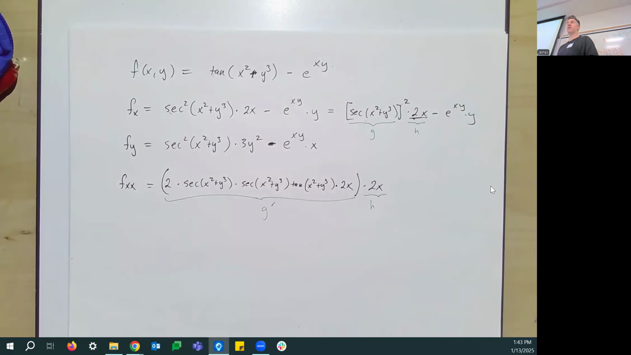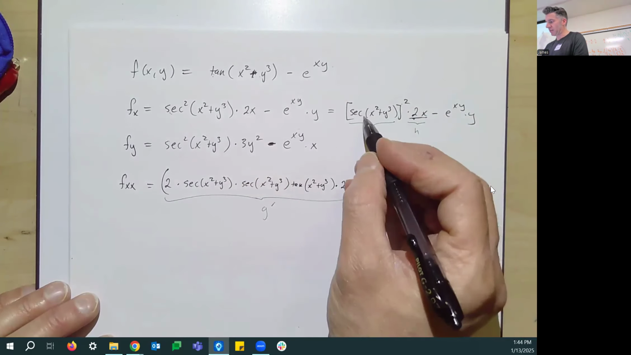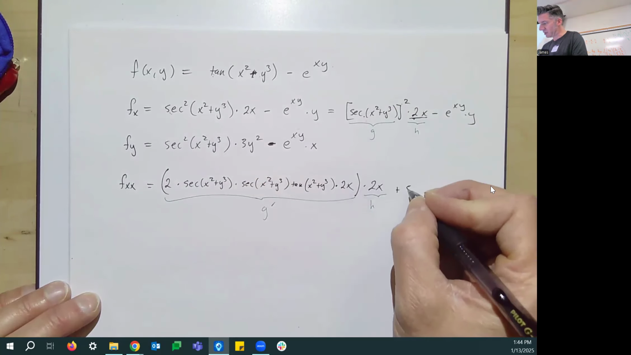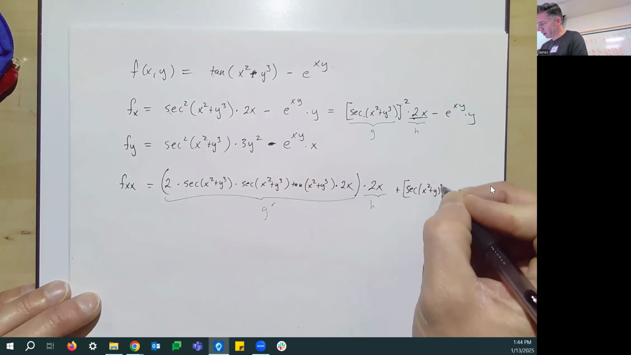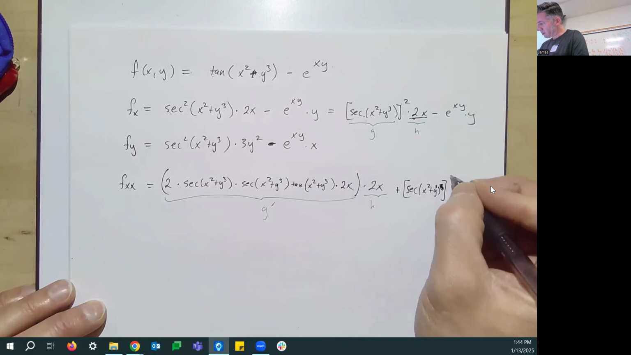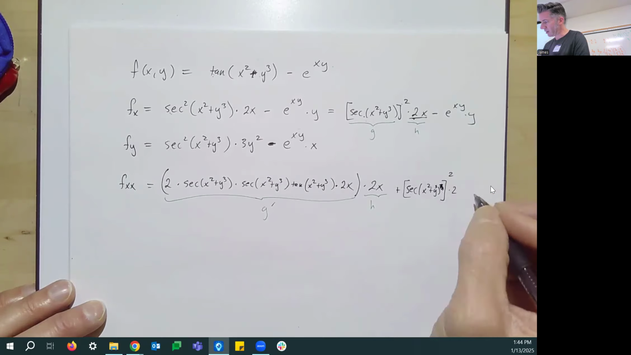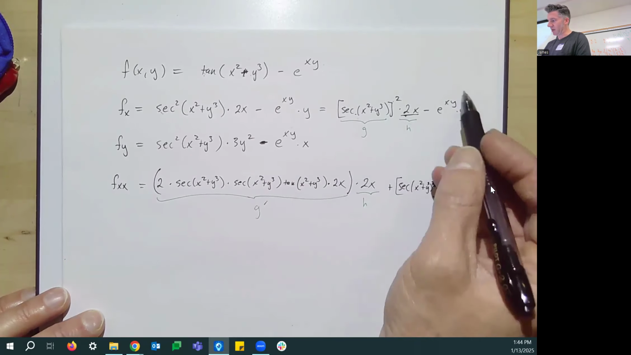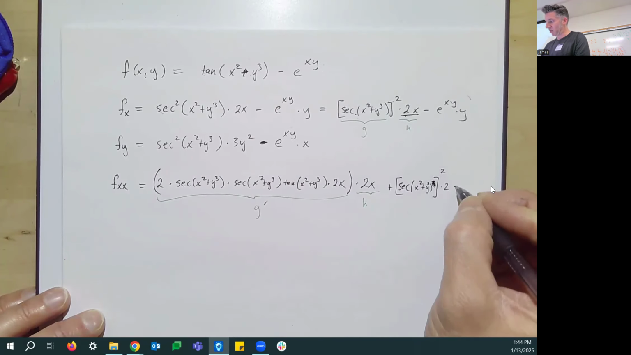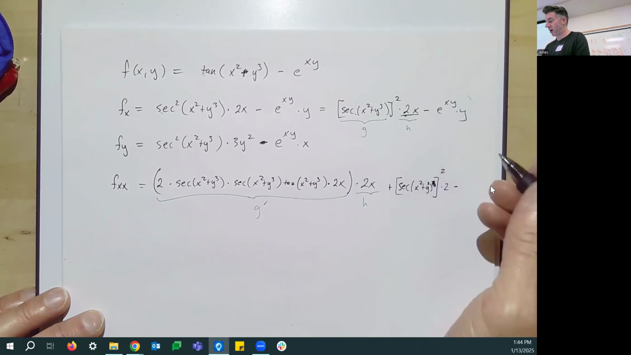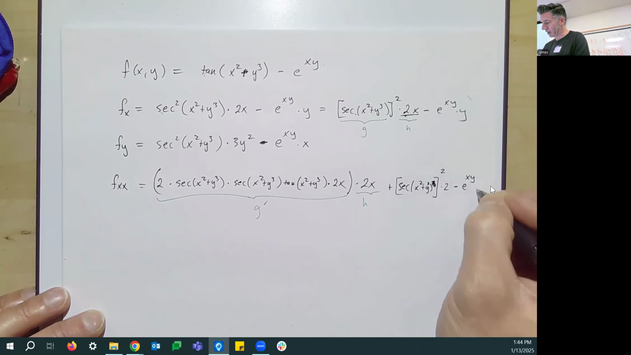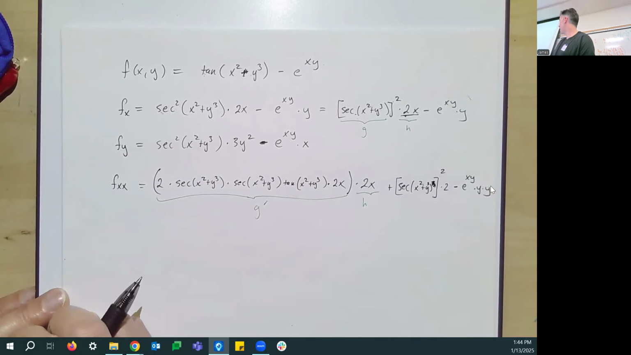And then we still have to add on this times the derivative of that. So secant of x squared plus y cubed squared. Sorry, that y cubed should be inside the parentheses there. That is a terrible mistake I should never be forgiven for. Times the derivative of 2x, which is 2. Finally, the derivative of e to the xy times y is going to be, well, the y hangs out because it's a constant, and the derivative of e to the xy is, again, e to the xy times another y. So it's e to the xy times y times y. Kind of gnarly.